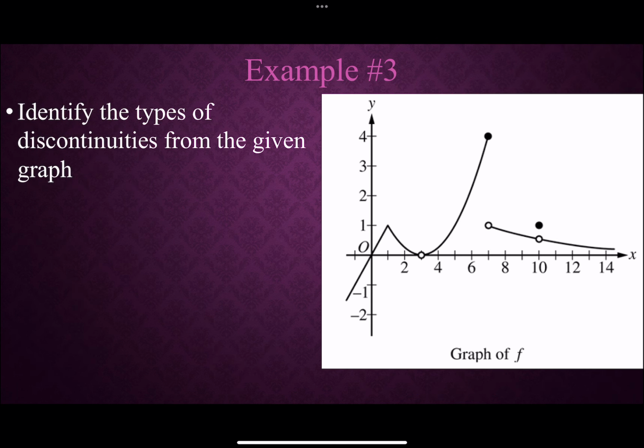Now, if you have a graph, it's a little bit easier to identify from the graph. We can see that we clearly have holes at 3 and 10. So we would have removable discontinuities at x equals 3 and 10. And we've got that jump, that gap at 7. So we'd have a non-removable jump discontinuity.